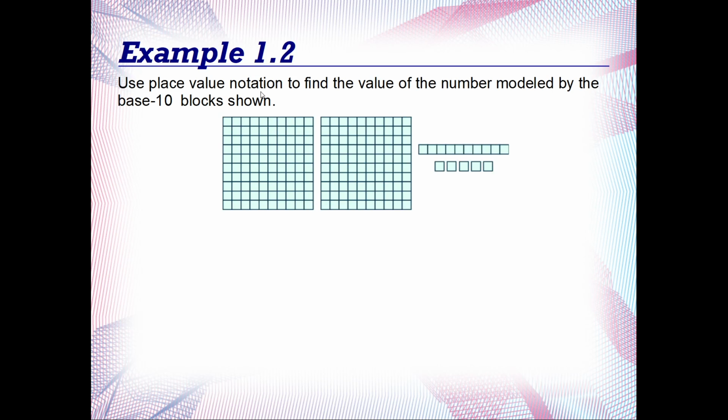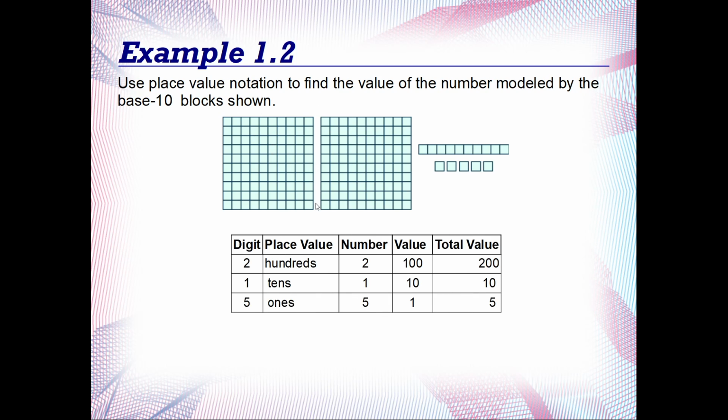All right, example 1.2. We're going to use place value notation to find the value of the number modeled by the base 10 blocks shown below. Each of these blocks represents 100, so we're going to have 2 hundreds. There's only one 10 block here, so the tens place is only going to be 1, and the value of the tens is 10. Then there are 1, 2, 3, 4, 5 ones. If we add these up, we get 215. So the value of the base 10 blocks shown here represents the number 215.